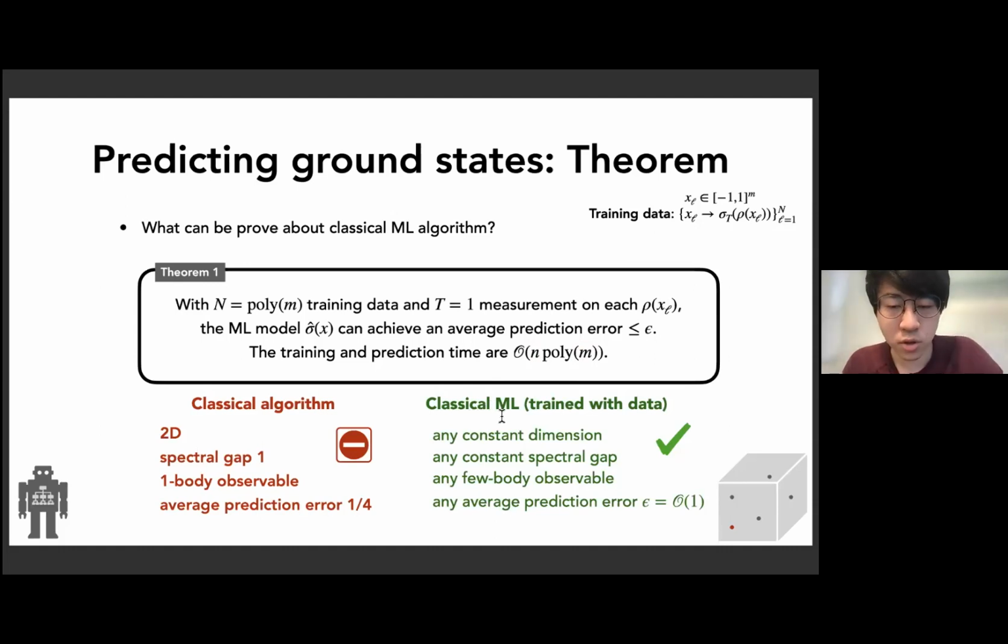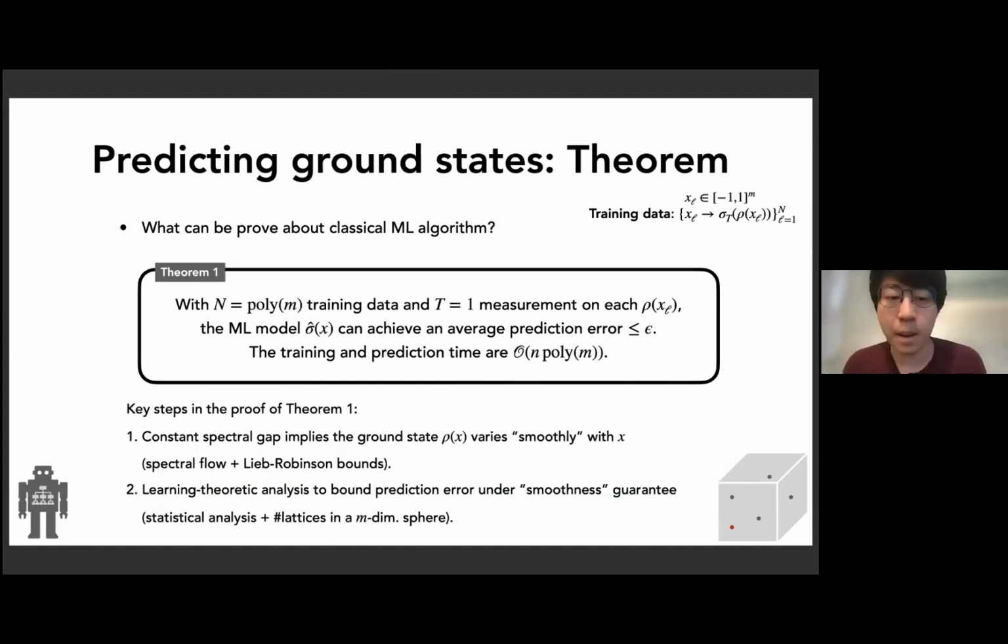Furthermore, this classical machine learning algorithm trained with data can apply to settings where, for example, any constant dimension, not just 2 dimensions, any constant spectral gap, predicting any few-body observable, and as we have said, it can achieve a prediction error of arbitrarily small epsilon, as long as it's a constant. For example, it could achieve a prediction error of 1/10, which cannot be achieved by a classical algorithm.